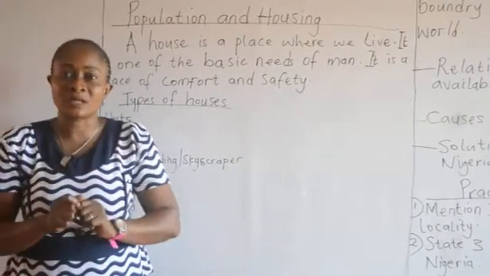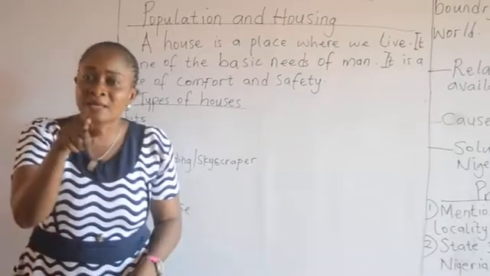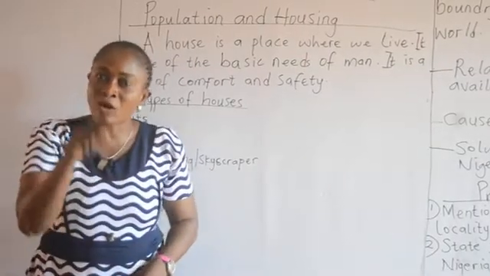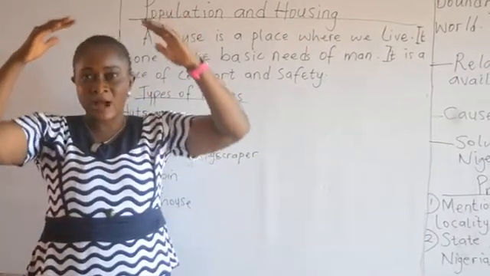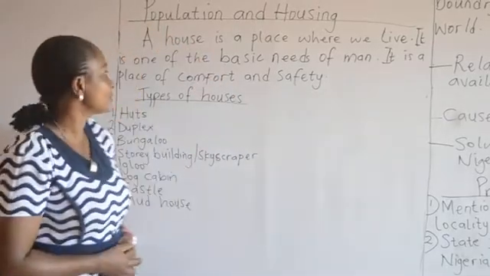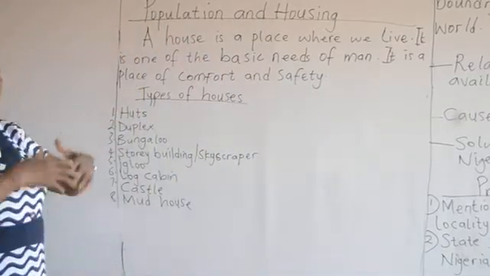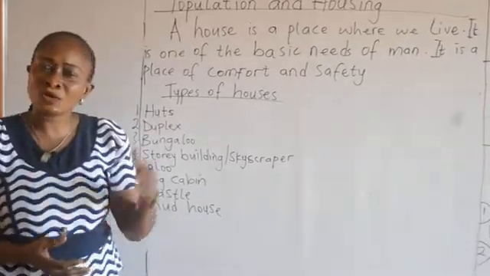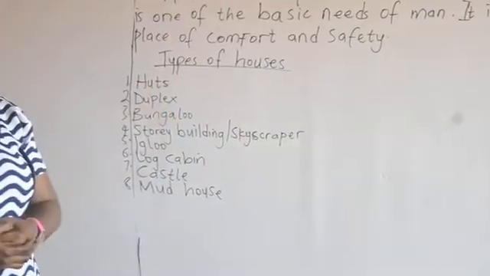So it's a house, it's a building. And because you are there, it's a home. You make up the home. But the building is the house, the structure. Good. And we have various types of houses. So we're going to be looking at the various types of houses.